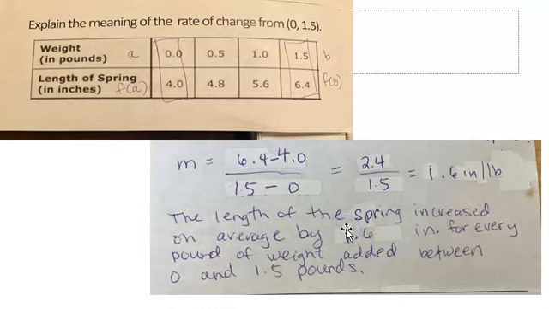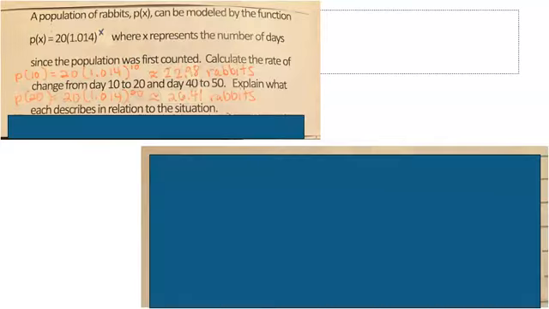And to explain that, this is the length of the spring, that's the y value. The length of the spring increased on average by 1.6 inches for every pound of weight added between 0 and 1.5 pounds. And then that page is now done. And then the last page, we're now going to find the average rate of change using an equation.